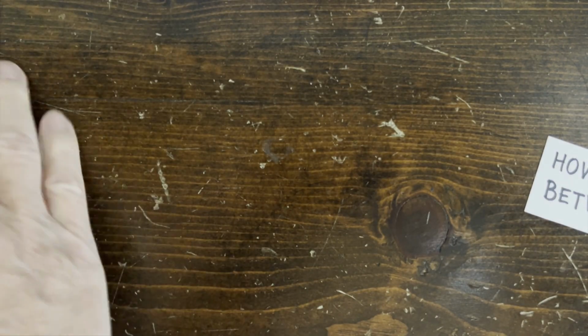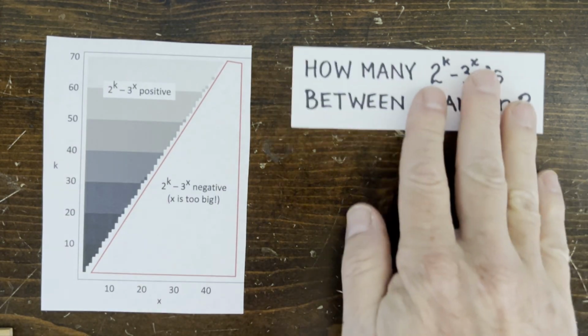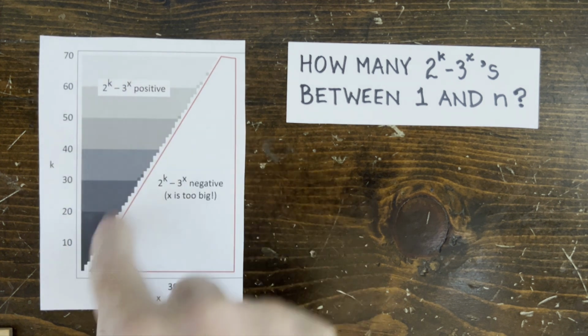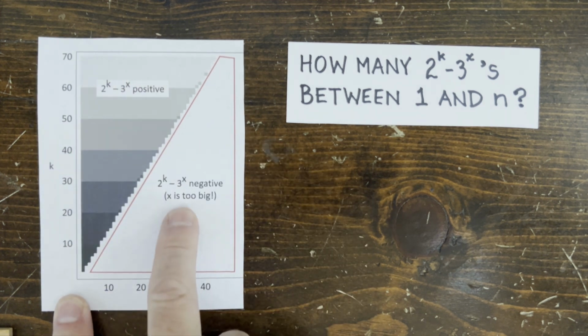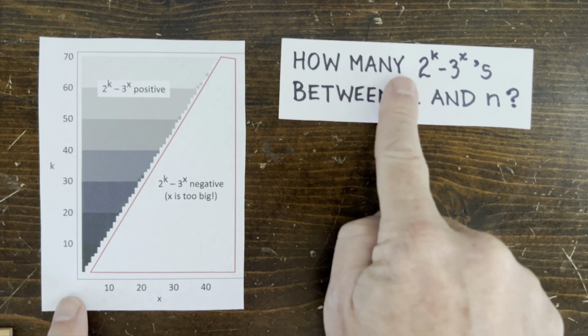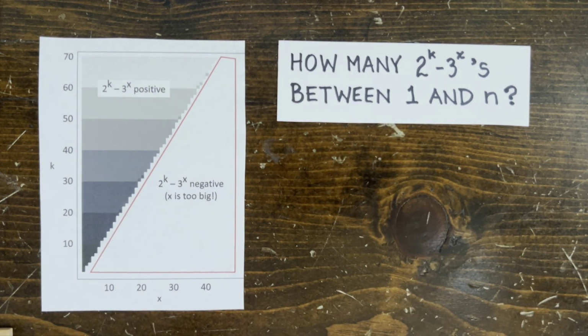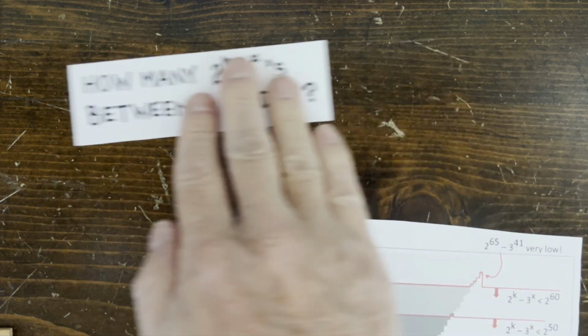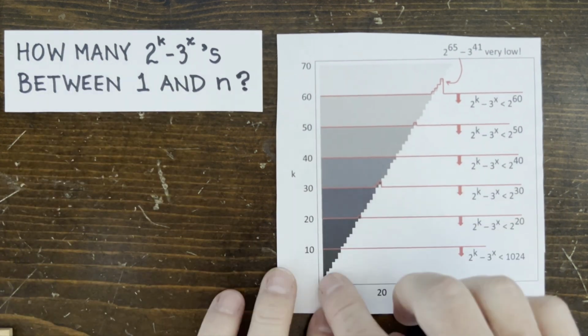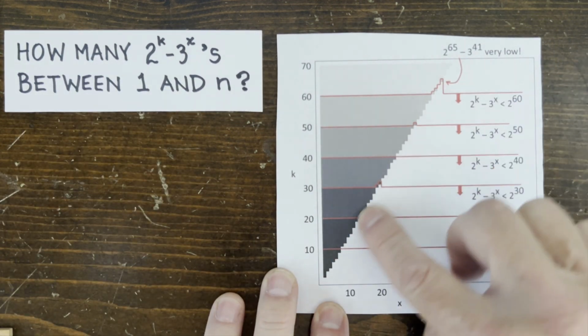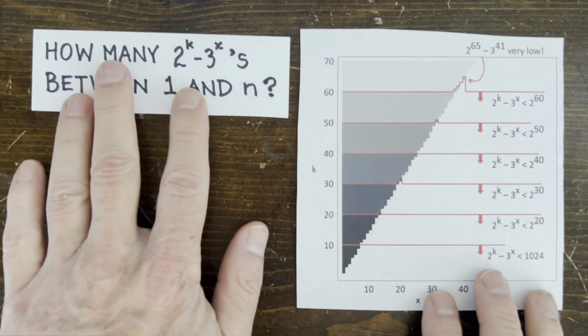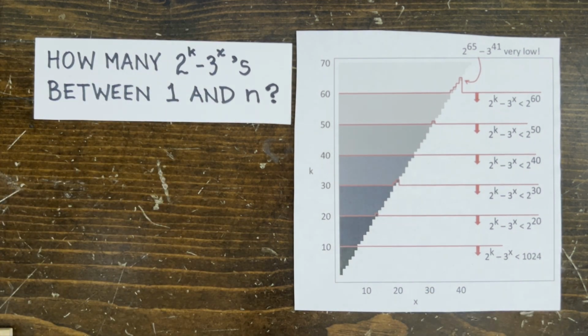So let's look at some data. First, we're looking at this triangle of values because over here, x is too big, and 2^k minus 3^x is negative. So those values don't bear on our question. And second, this edge here is super jagged and unpredictable because the slope is log 3. So that's the usual crazy, jumpy stuff.